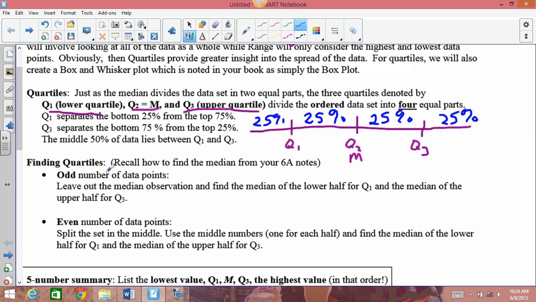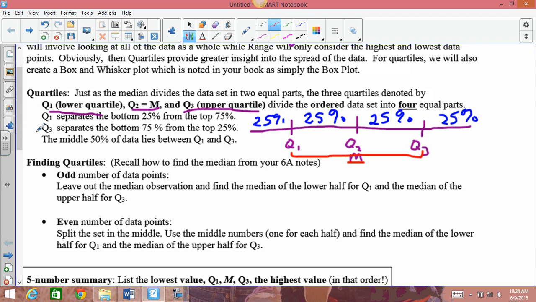It should be noted that the middle 50%, starting in the middle at your median, lies between quartile 1 and quartile 3, because I've got 25% below the median and 25% above. So 50% is between Q1 and Q3.